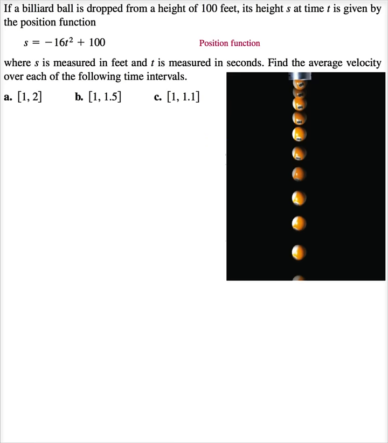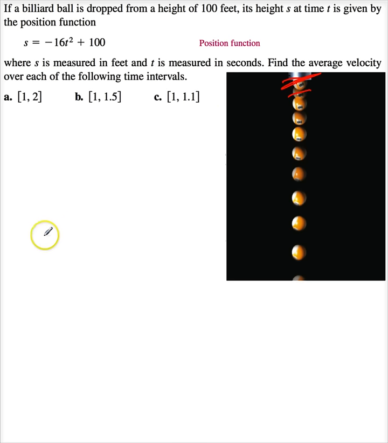Now, suppose I wanted to find the average velocity of a ball that's falling. And I give you the position function right here. The position is minus 16t squared plus 100. They tell me that s is measured in feet, and t is measured in seconds. Find the average velocity over the given time intervals. So let's look at this first time interval. We're just going to call this 1 to 2.